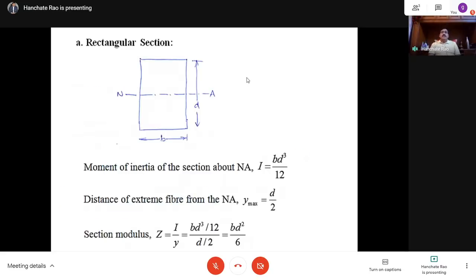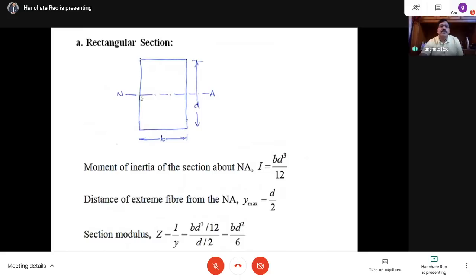So let us consider a rectangular section, because we will discuss some popular sections. A rectangular section of width B and depth D. So where is the centroid for this? It is D by 2 from the top and D by 2 from the bottom. This is the centroid, and the neutral axis passes through the centroid.